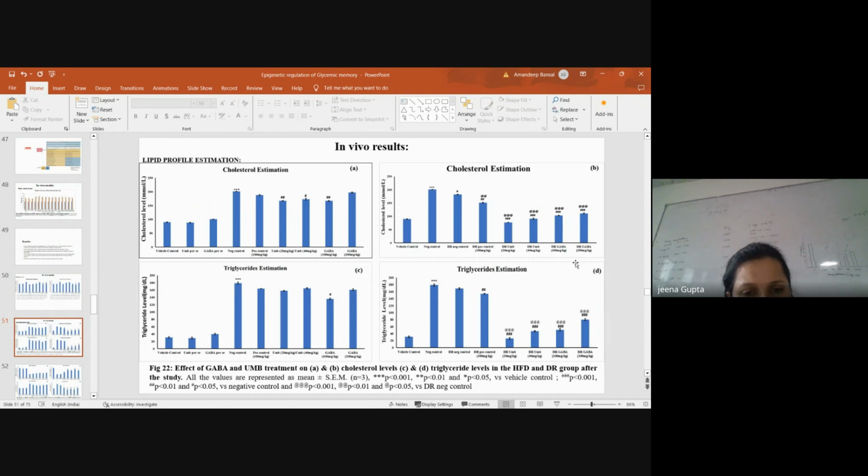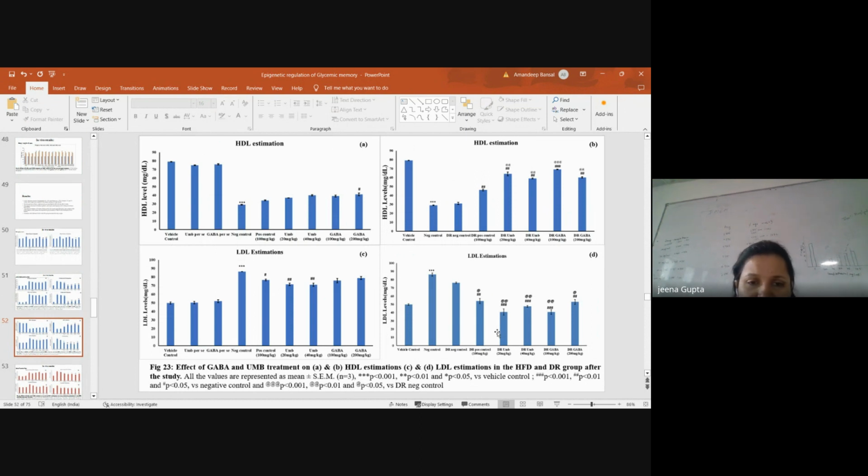Similarly, with cholesterol, we observed a high level of cholesterol in the blood of diabetic animals, but our compounds are able to decrease this cholesterol level. Diet reversal again has no significant effect, although it has a significant effect compared to the negative control, they still have high cholesterol level. But the treatment with our compound significantly decreases the cholesterol level in the blood of these animals. Similar results are obtained for the triglyceride levels.